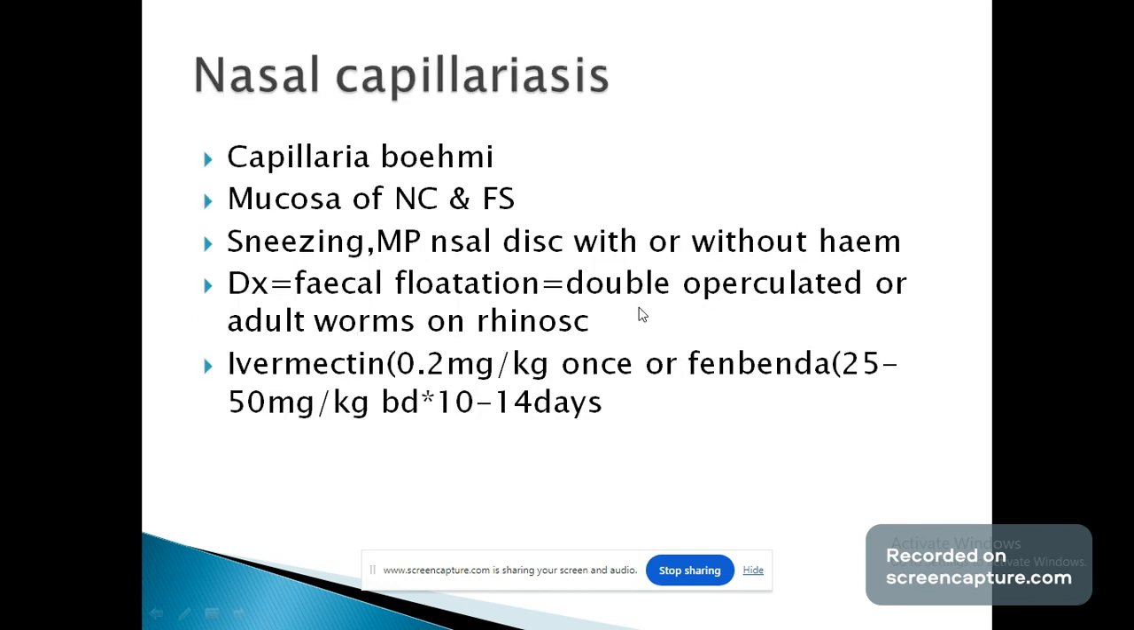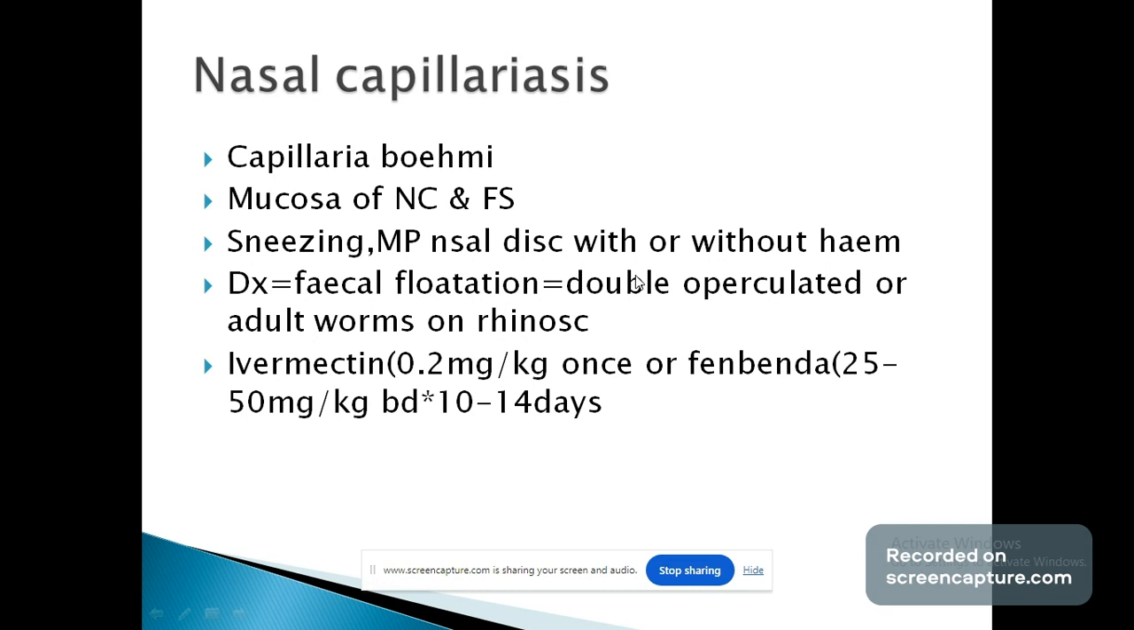The next disease of the nasal cavity is nasal capillariasis. This organism, Capillaria boehmi, causes this disease. This organism is present in the mucosa of the nasal cavity and frontal sinus. You would observe mucopurulent nasal discharge with or without hemorrhage, and sneezing. How do you diagnose nasal capillaria? Based on fecal flotation, you observe double operculated eggs, or you can do rhinoscopy. You can observe adult worms on rhinoscopic exam.